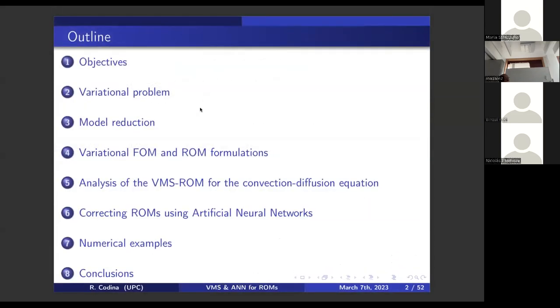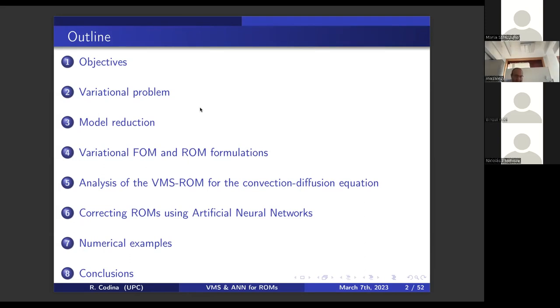Anyway, so this is the outline of the talk. First, I will present the objectives. I will state the variational problem. I'll talk a bit about model reduction just to fix the notation I will use. And then the first part of the talk is contained in section four, which is the variational full order model and reduced order model that we will use. As we will see, these are the same. I will present the results of the numerical analysis that I have been doing in the last months about that, which is not fully complete, but nevertheless, I think it's worth presenting the main results.